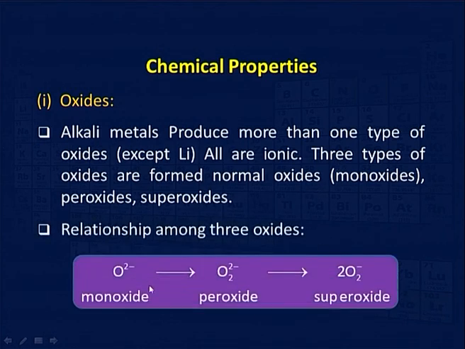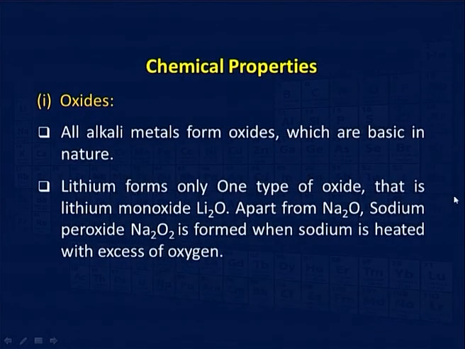Now, the relationship between them: there is monooxide. As I said, O has a valency of 2 negative, and therefore you need 2 positive ions, and they have only +1 charge. So, you need 2 ions. Basically the formula for normal oxide would be M2O. You can see Li2O, Na2O, these are normal oxides, but sodium can also form peroxide Na2O2.